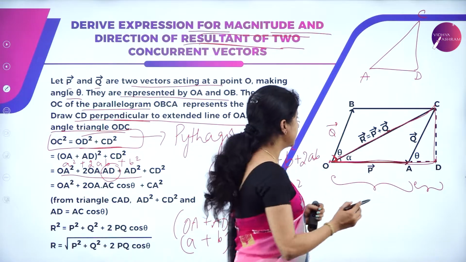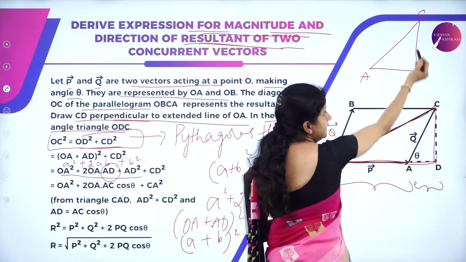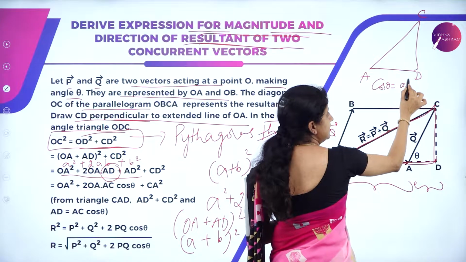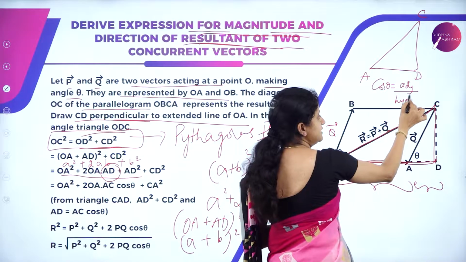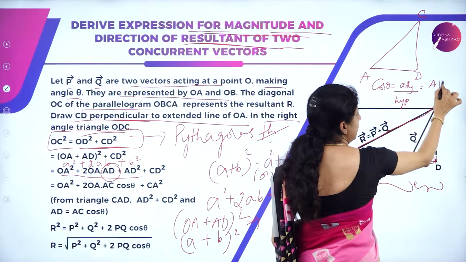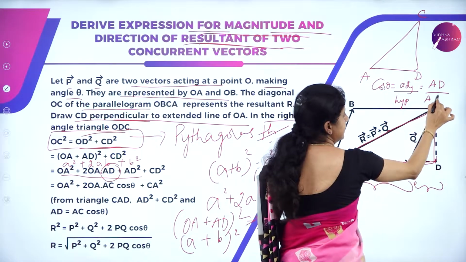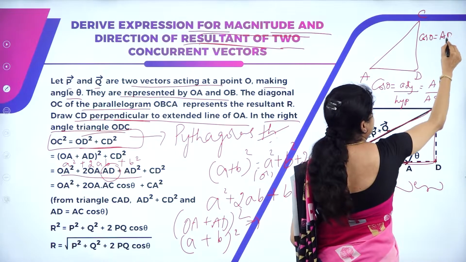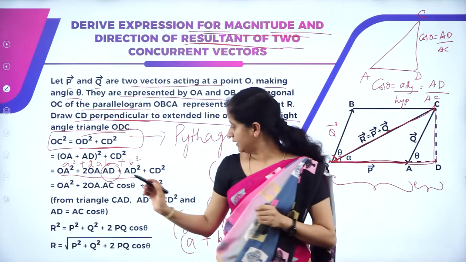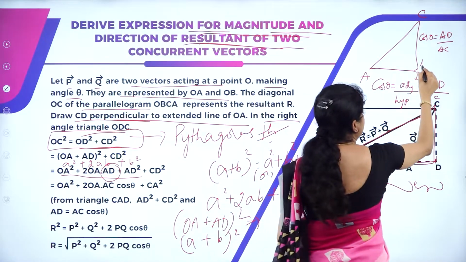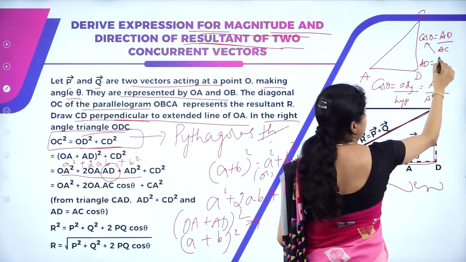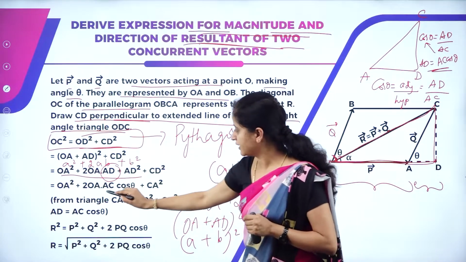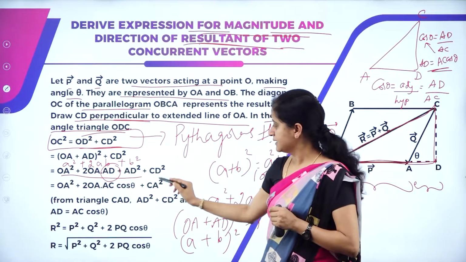How do we get AC cos theta? Let us now consider this triangle ADC. From this we can write cos theta is equal to adjacent divided by hypotenuse. In this triangle, the adjacent side is AD, divided by the hypotenuse AC. So we have cos theta is equal to AD divided by AC. We want the AD term, so retaining AD, this gets multiplied here, AC cos theta. So in the place of AD, we can write AC cos theta, plus CA square.